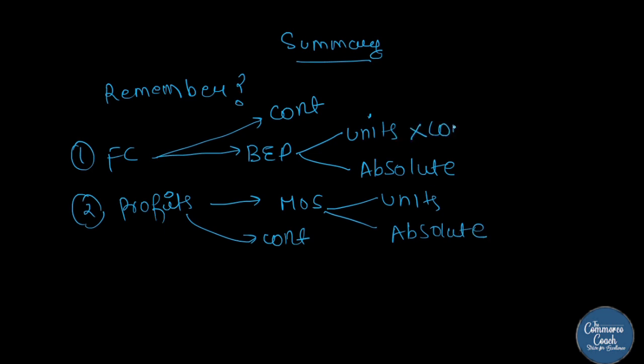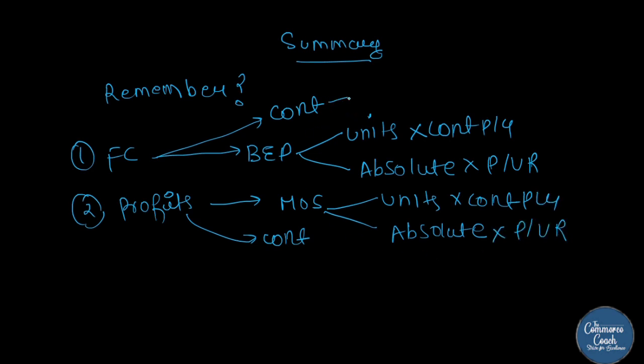See, if you multiply units with contribution per unit, you are done. If you multiply with PV ratio, you are done. In the same manner, if you multiply contribution per unit here, you are done. PV ratio, you are done. Now contribution: if you deduct profits from contribution, you will get fixed cost. If you deduct fixed cost from contribution, you will get profit.